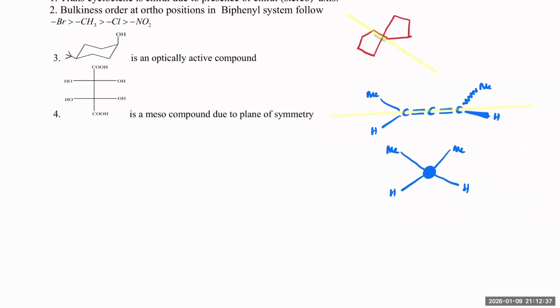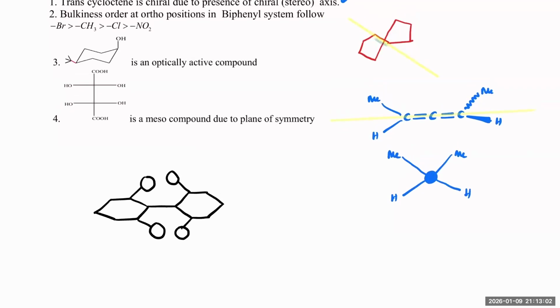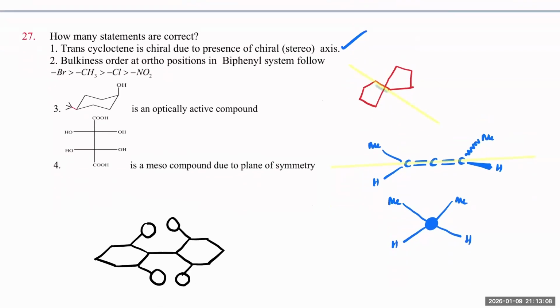Bulkiness order at ortho positions in the biphenyl system gives this particular order. Okay. So what does that mean? See, if you have these two groups here, this is biphenyl. On biphenyl, let's say I have different groups here like this at ortho positions. Correct? And the question here is, what if you have any of these cases? Okay.